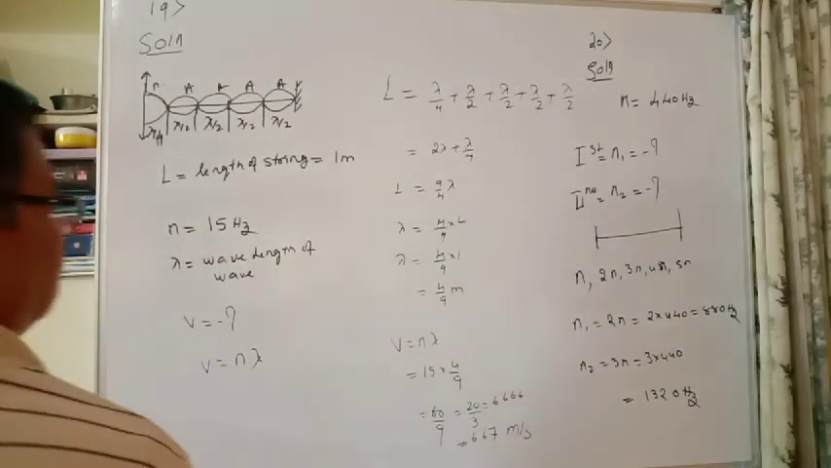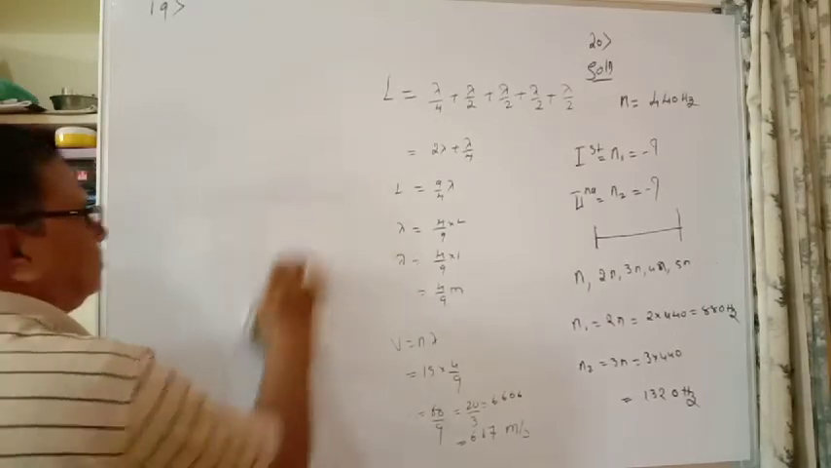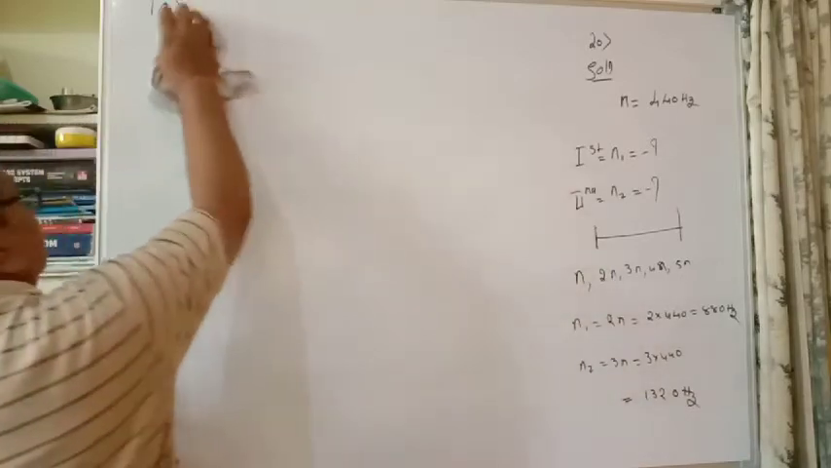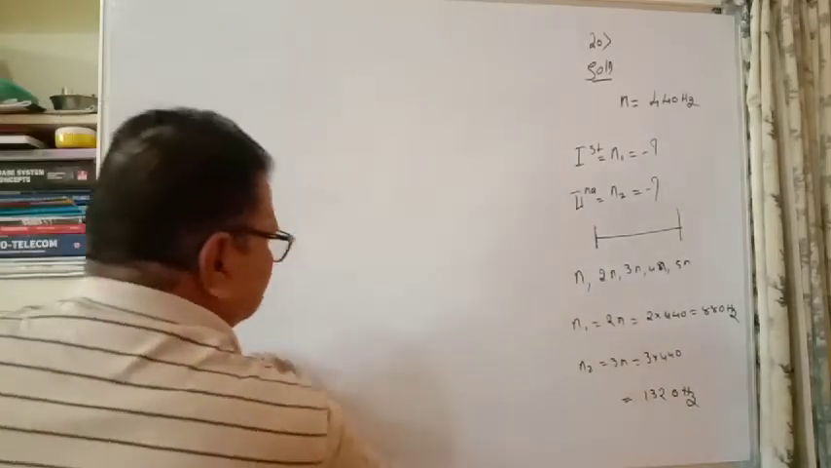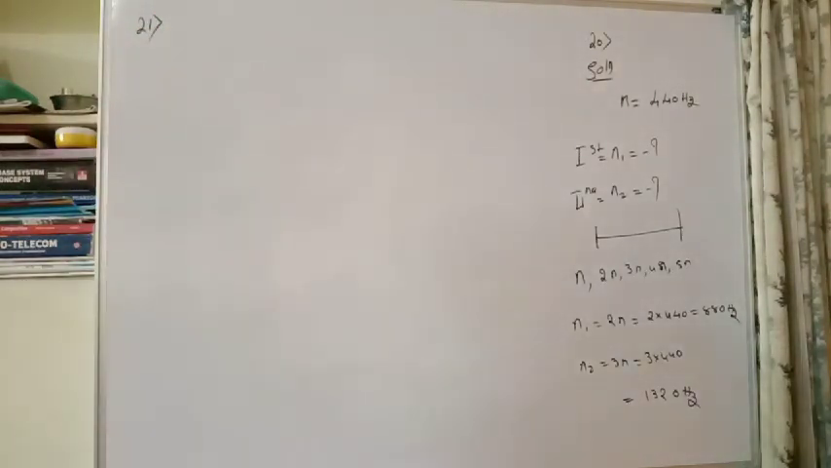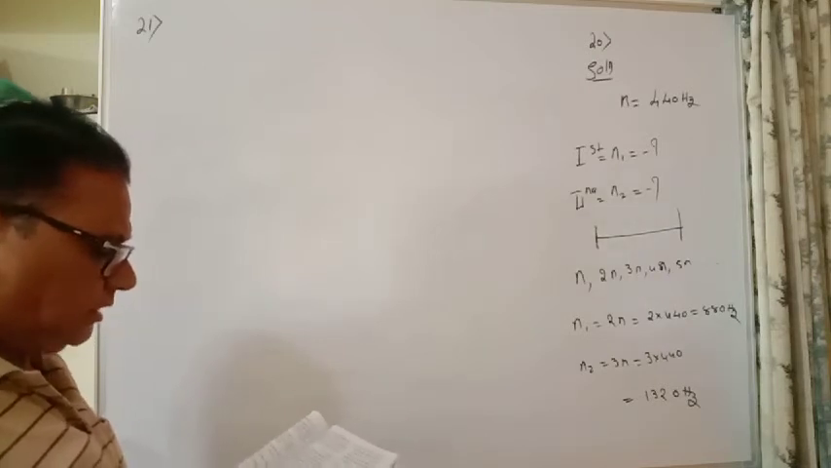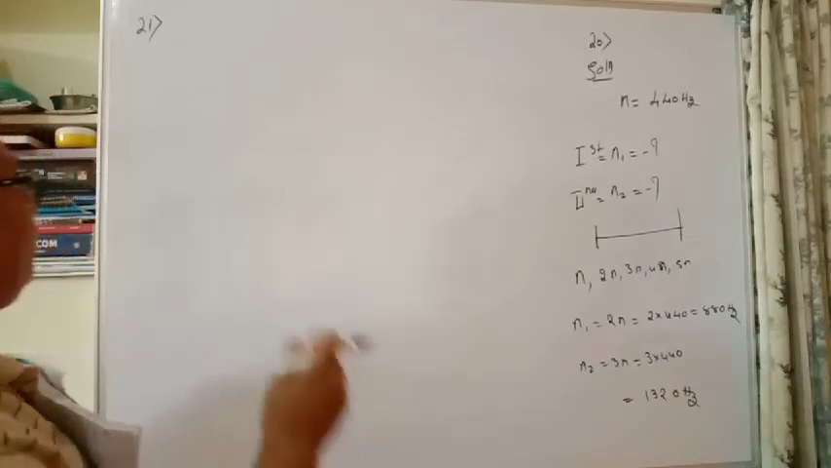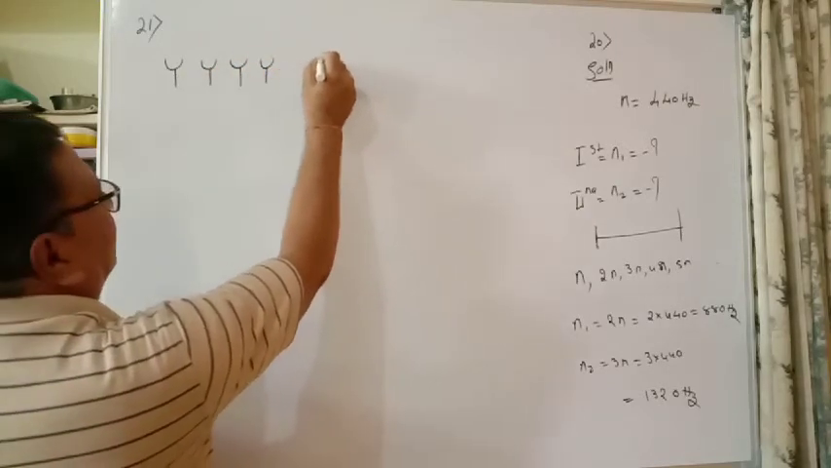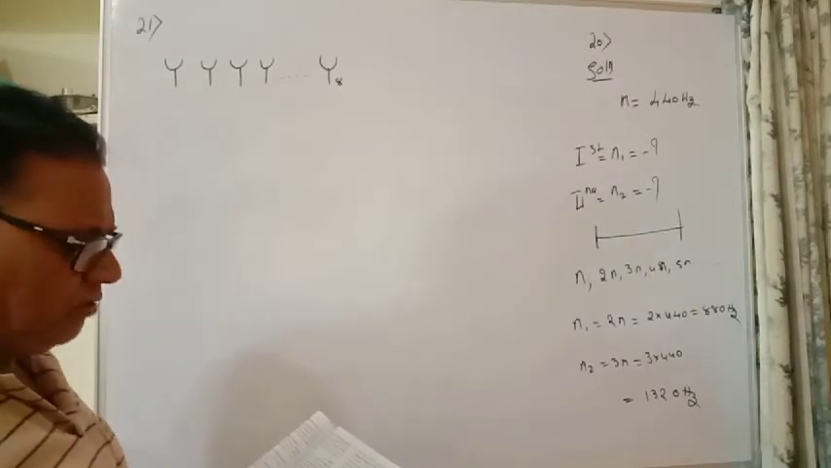So let us solve the next problem, problem number 21. Okay, let us read. A set of 8 tuning forks: 1, 2, 3, 4, up to 8, is arranged in a series of increasing order of frequency.